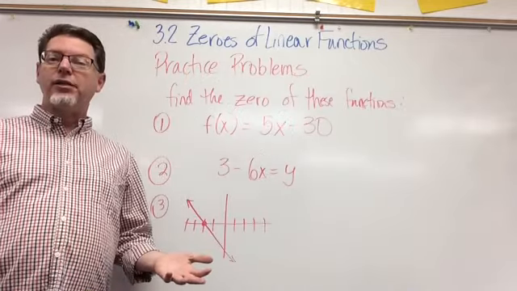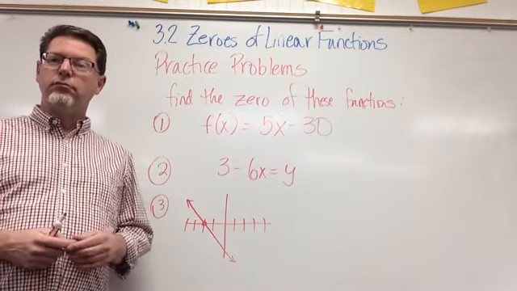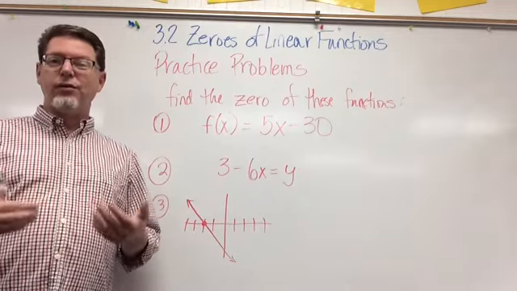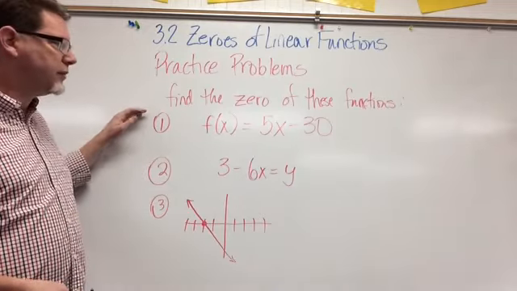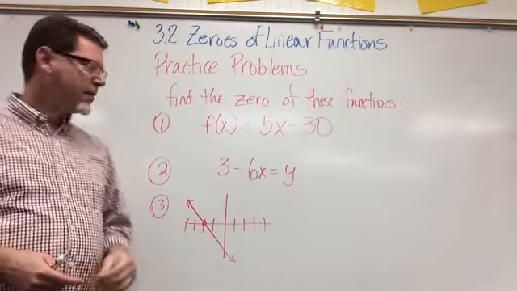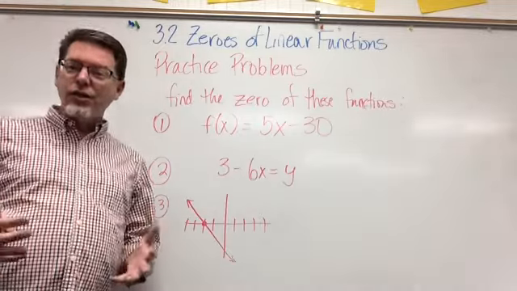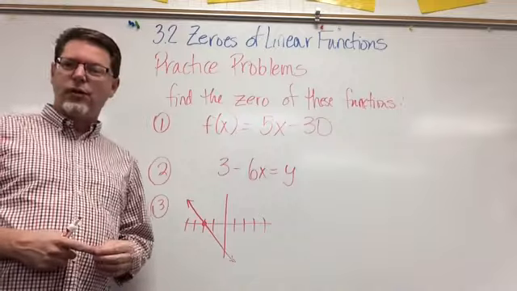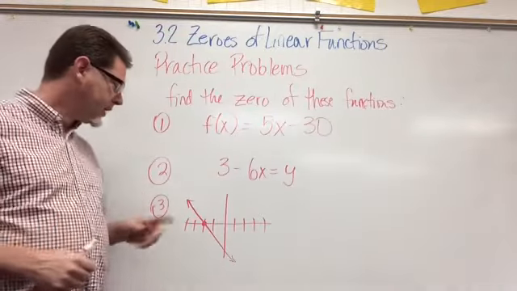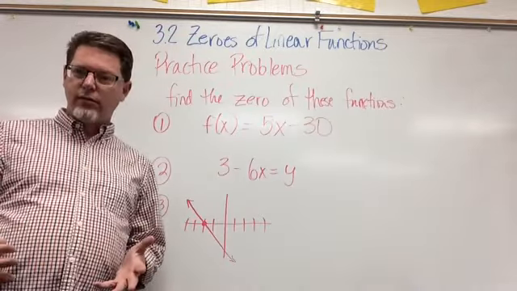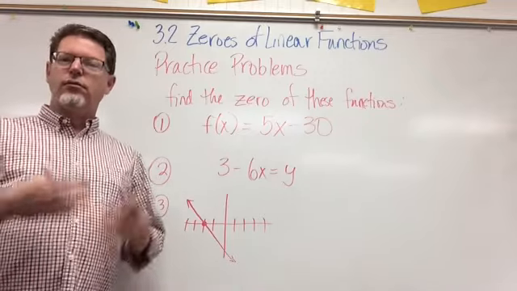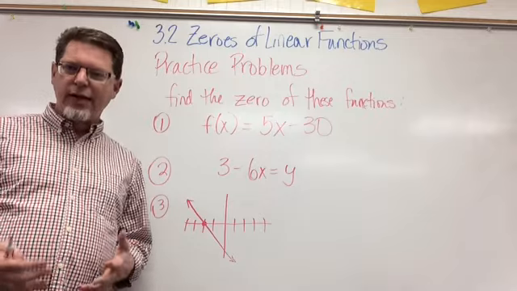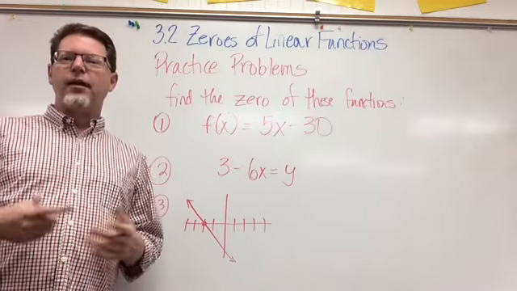So tonight you have 3 practice problems, just 3. They are: find the zero of each of the functions. The first one is written in function notation. F of x equals 5x minus 30. The second function is written in equation form. 3 minus 6x equals y. Ooh, mix it up a little bit. And number 3 is graphically. Find the zero of the function. Find the zero of all 3 functions. Take a picture of your practice problems and the work associated with them and submit it through Edmodo.